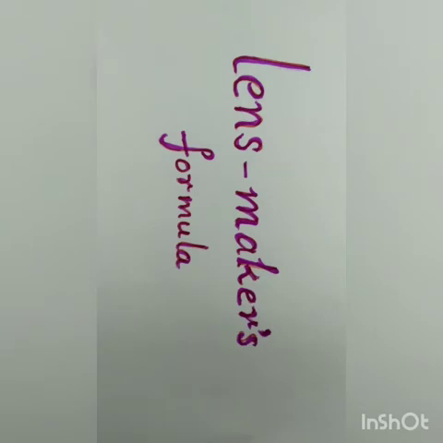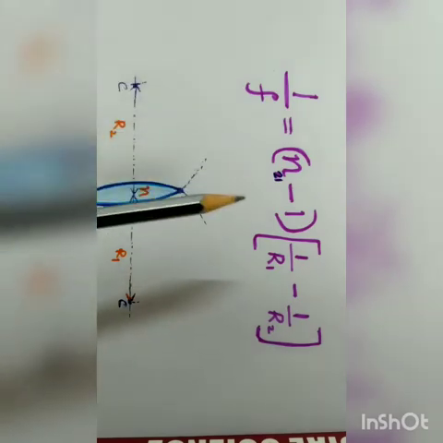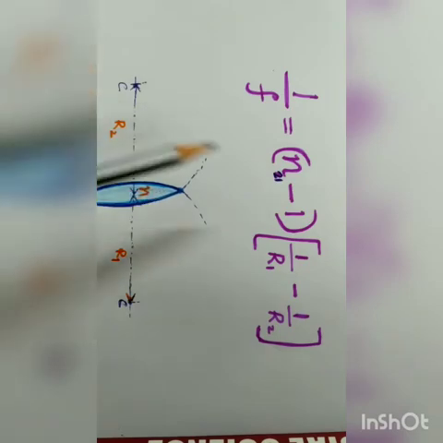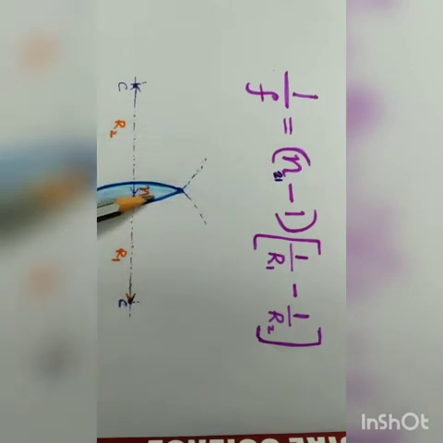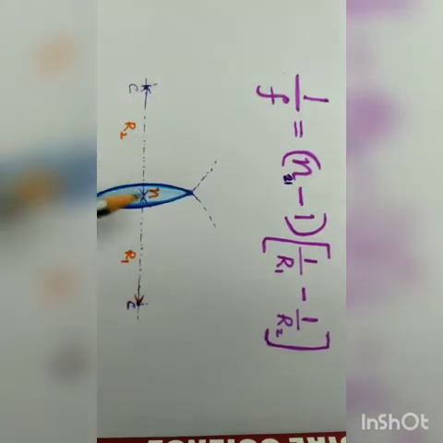Now let us see what this lens maker's formula is. This formula is called the lens maker's formula: 1 by f is equal to (n minus 1) into (1 by r1 minus 1 by r2). F stands for the focal length of a given lens. N stands for the refractive index of the medium of the lens. Usually lenses are made of glass, so the material of the glass. And R1 and R2 stand for, as usual, the radius of curvature. Since a lens has two faces, R1 is the radius of curvature of the first face, and R2 that of the second face.